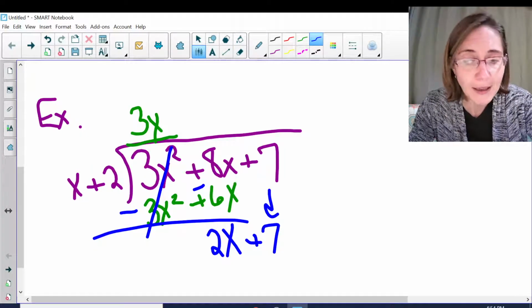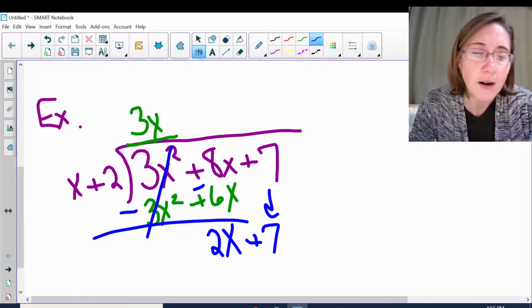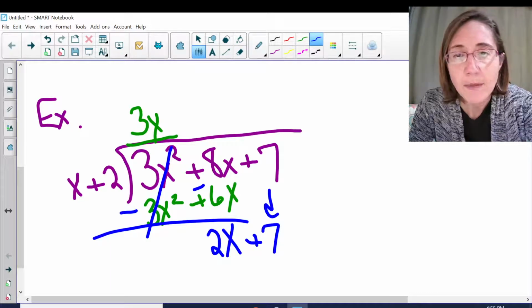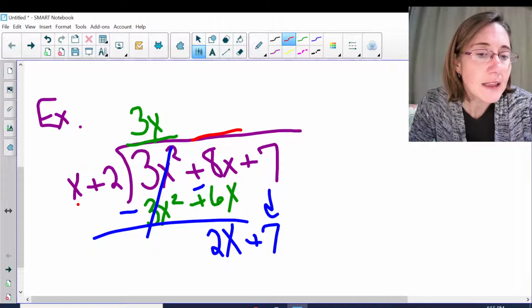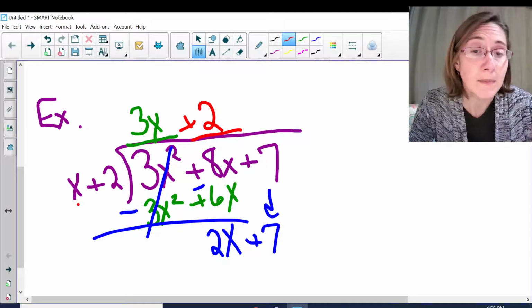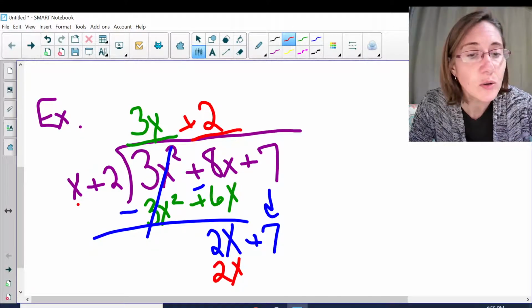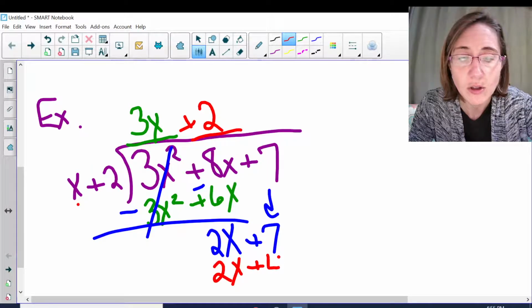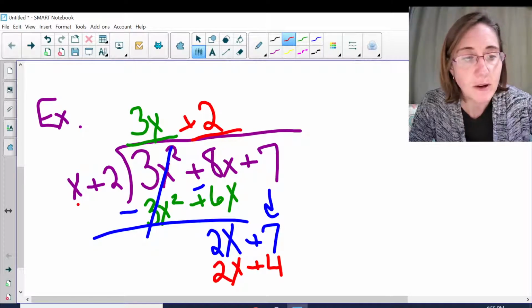So I'm looking at the 2x that I need to divide by the x plus 2, but I'm going to focus on just the x out there. So what could I put up top here, where if I take something up top times the x, I would get 2x? Well, that would need to be a plus 2. So I'm going to multiply now. So 2 times x is 2x. 2 times 2 is 4. So when I'm multiplying the 2, the red 2, by the purple x plus 2 that's out front, my divisor, I get 2x plus 4.